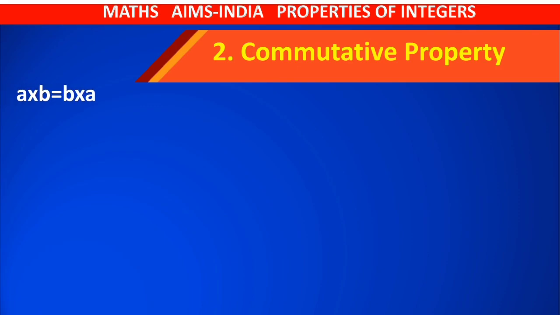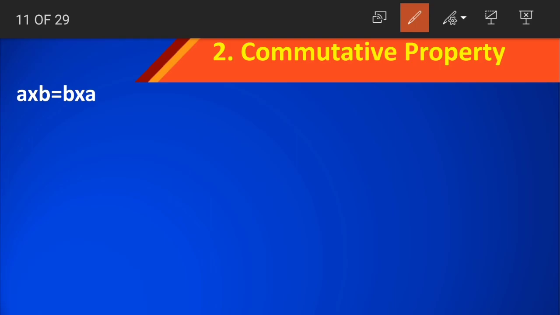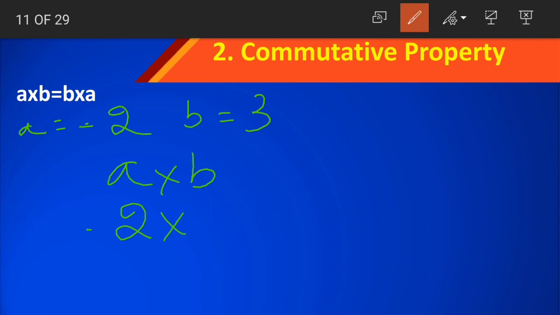The next operation is multiplication. Again the same numbers: a is equal to minus 2, b is equal to 3. When we say a into b, we mean minus 2 into 3. Coming to the signs, one is negative and the other is positive. So what will the result be? The result will be negative. 2 threes are 6. So the answer we got for a into b is minus 6.